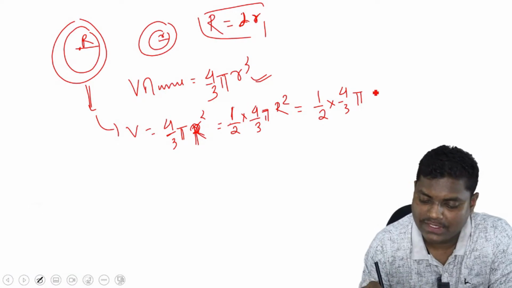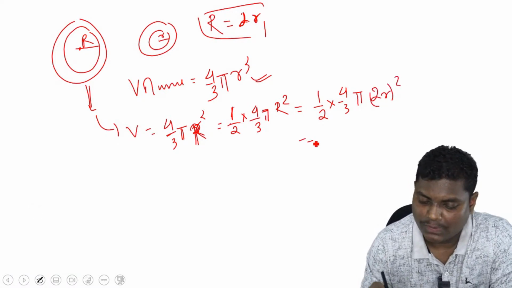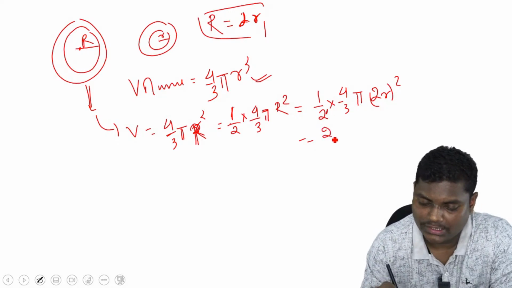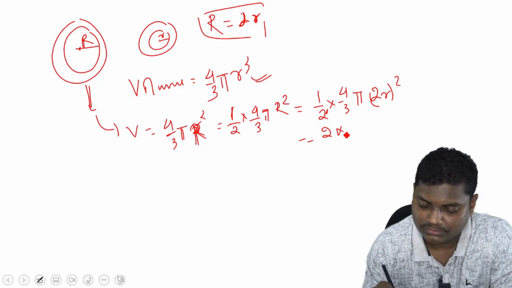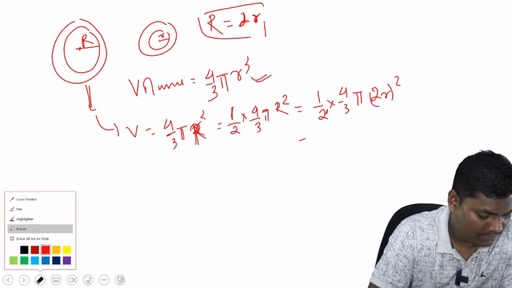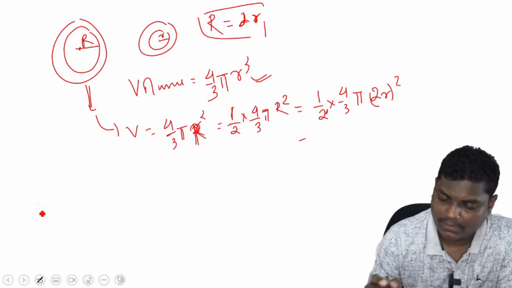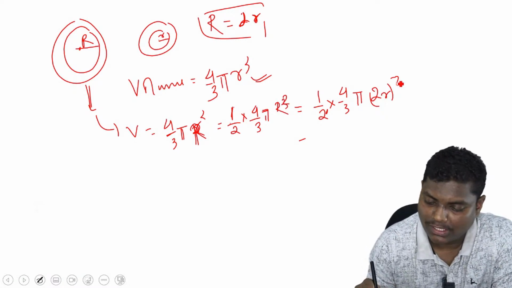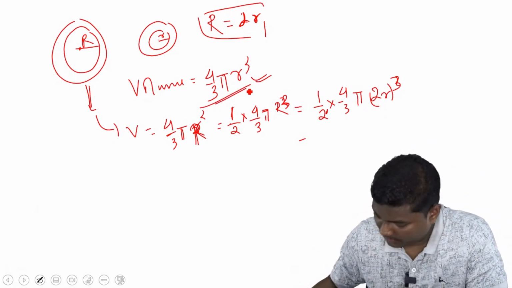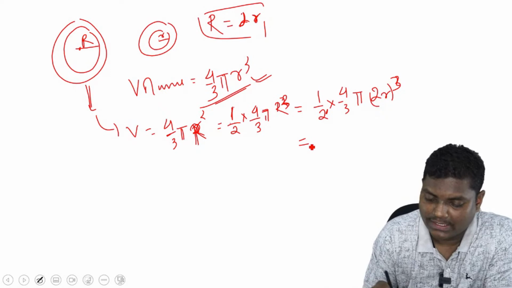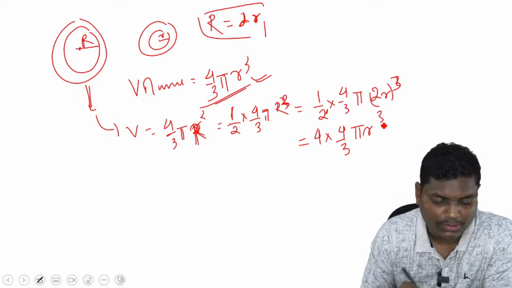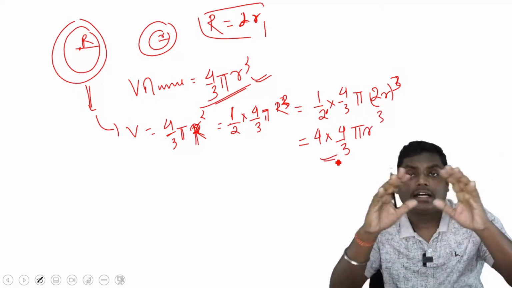So capital R is basically 2r, we can just square it. So basically we'll be getting 4. From this 4, 2 will be cancelled. So it is basically 2. Twice into, pi r cube, we have to cube it. The formula is 4 by 3 pi r cube. So just substitute it here. So basically we'll be getting 4 into 4 by 3 pi r cube. So this is the volume of the larger coconut, which is half filled.